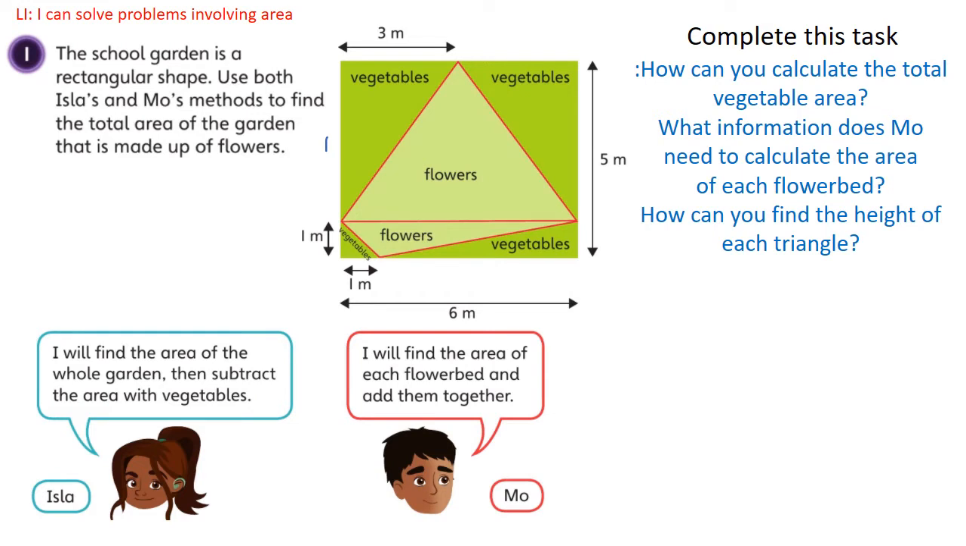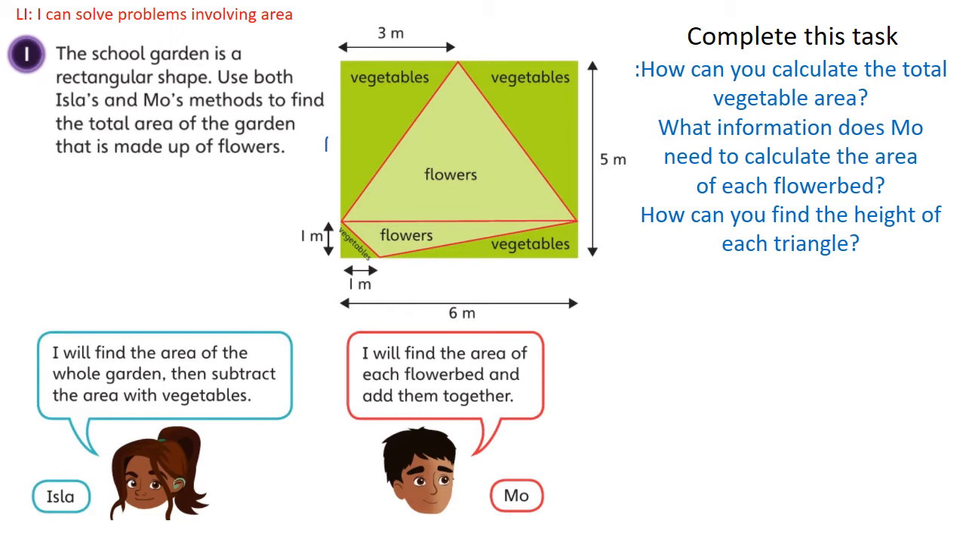Okay, let's have a look at this one. So the school garden is a rectangular shape. Use both Euler's and Moh's methods to find the total area of the garden that is made up of flowers.